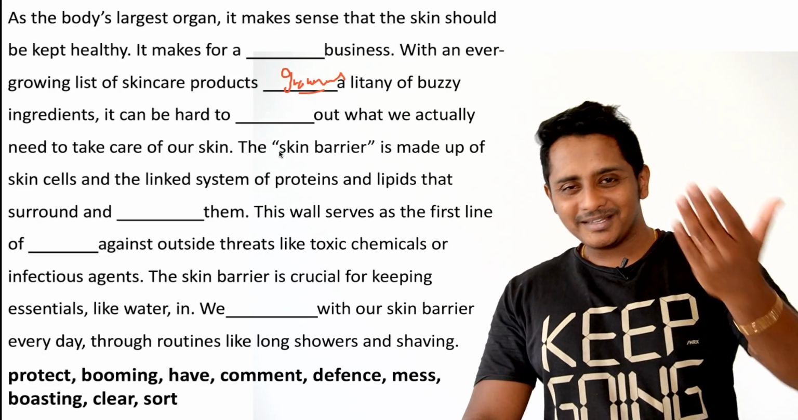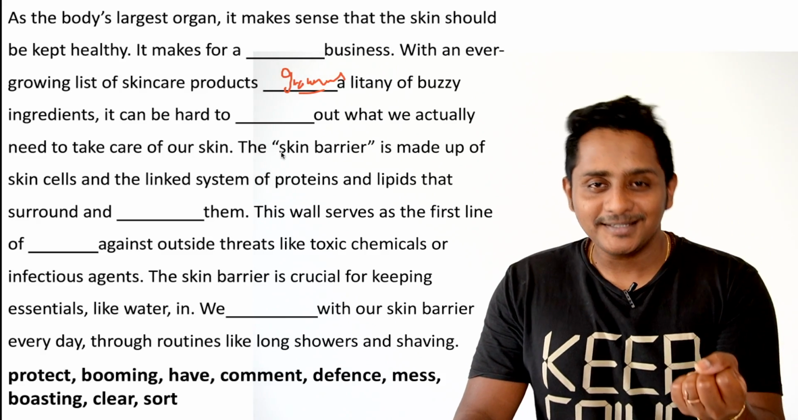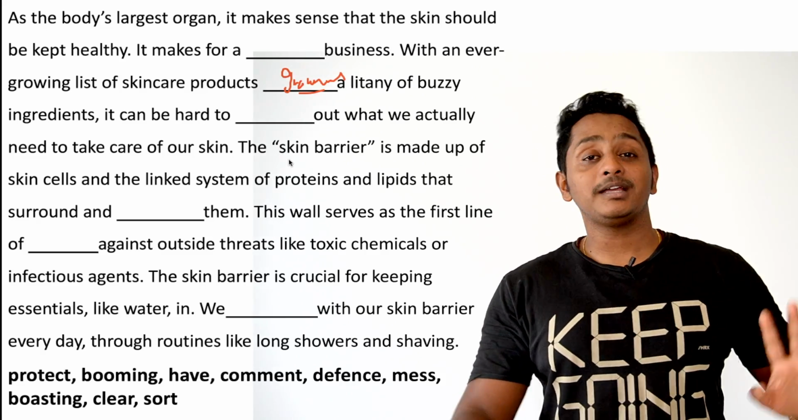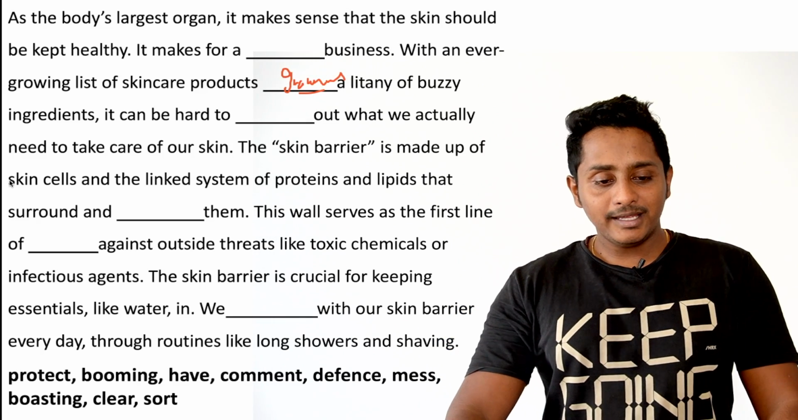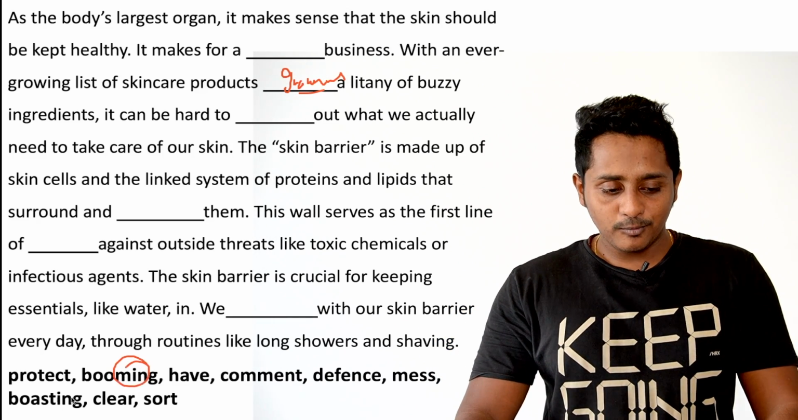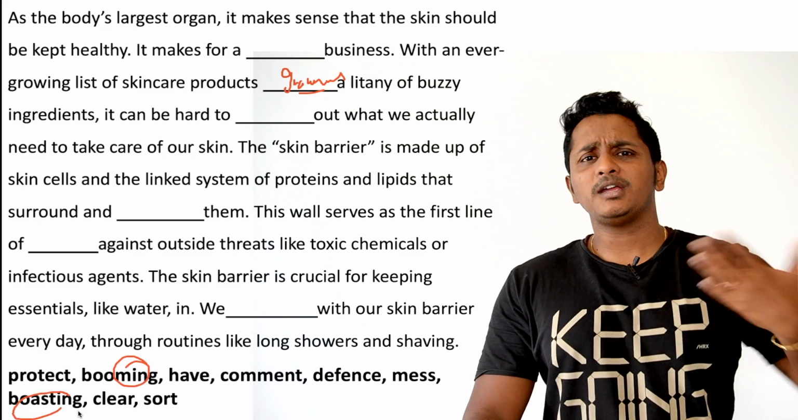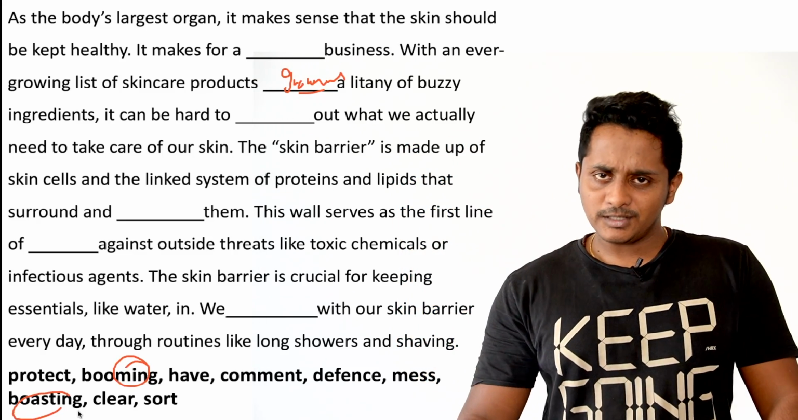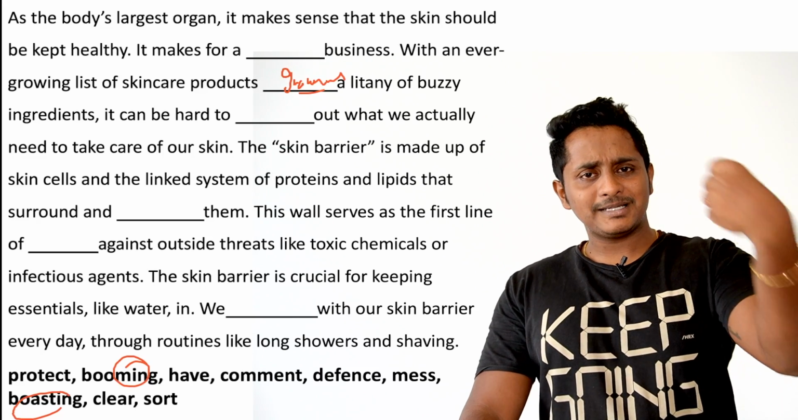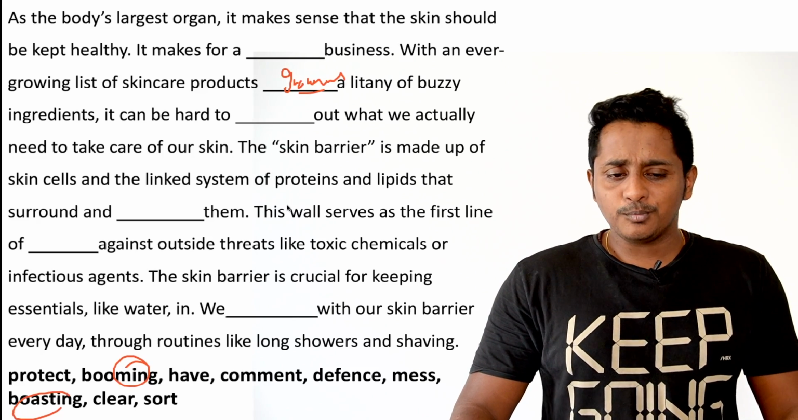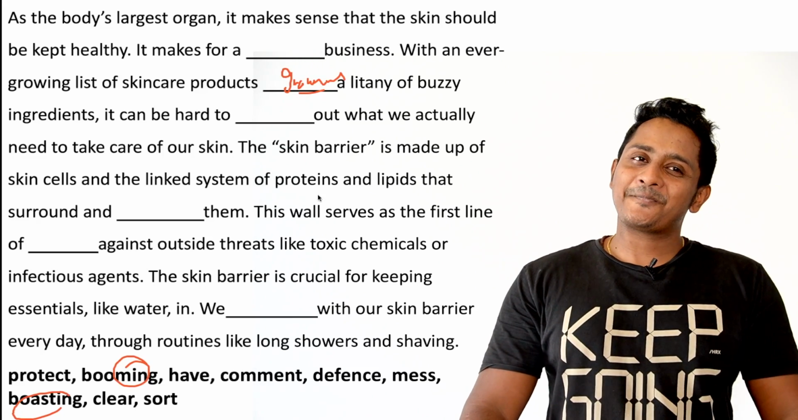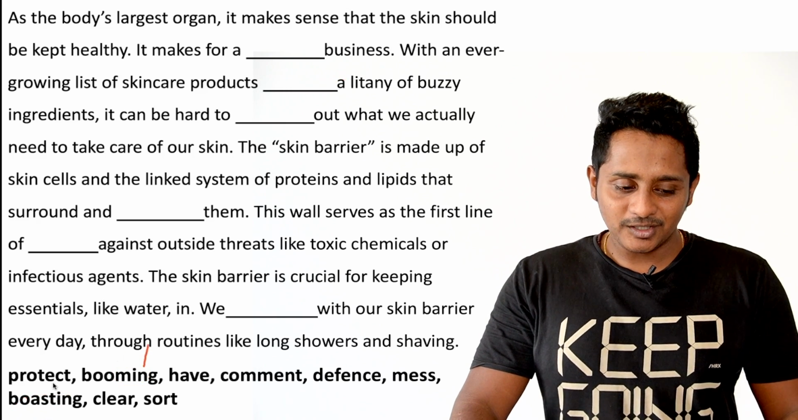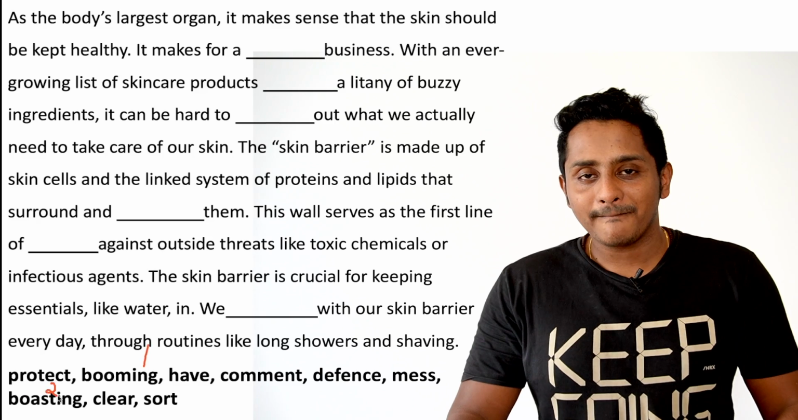So like this, so many grammar things are there. So when you don't understand the context, don't rely on your heart, kidney, lungs and write something. Work on your grammar and say ing has to come, booming is already done, boasting. Boasting means to say, I have done this, I have this. With an ever-growing list of skin products, boasting a litany of buzzy ingredients. Hope you are getting it. So booming becomes 1 using collocation, boasting becomes 2 using grammar.